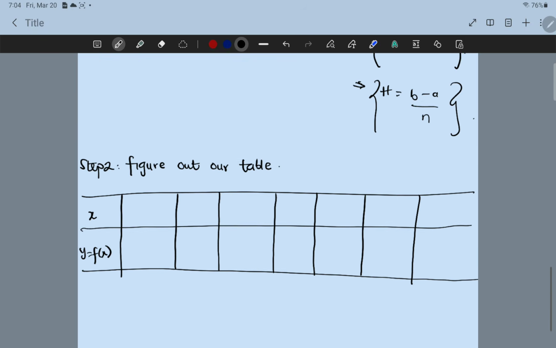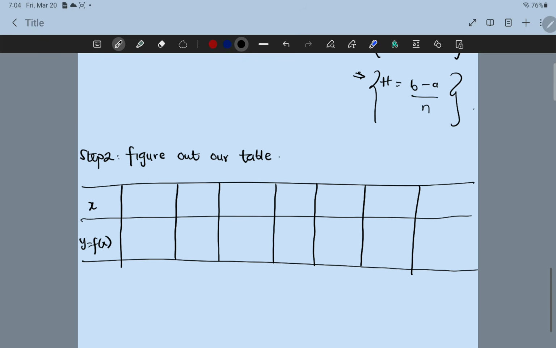From 0 to 1. So now let's calculate. This should be 0. We're starting from 0. So what is 0 plus 1 over 6? 0 plus 1 over 6 is 1 over 6. What is 1 over 6 plus 1 over 6? I believe that's 2 over 6. What is 2 over 6 plus 1 over 6? I believe that's 3 over 6. What is 3 over 6 plus 1 over 6? I believe that's 4 over 6.